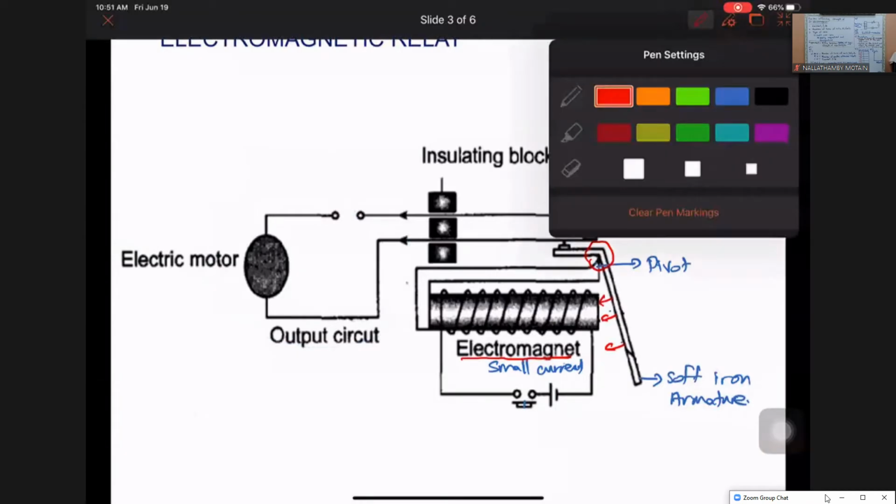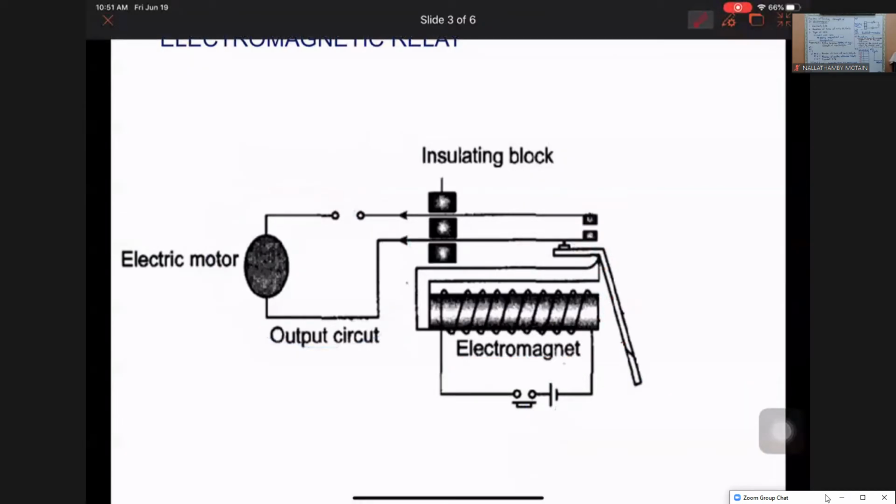Wait, I remove this first. What happened is the soft iron armature will be pulled. When pulled, then what happened here? This one will move upward, right? It will move upward. So what happened?